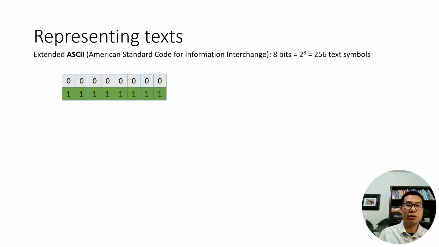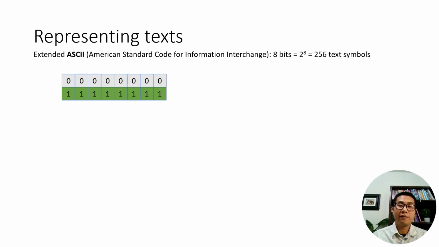Computers represent text using many different standards, but the common one is the ASCII standard or its extended version. ASCII stands for American Standard Code for Information Interchange, and its extended version has 8 bits, so it can represent 2 to the power of 8, which is 256 different symbols.